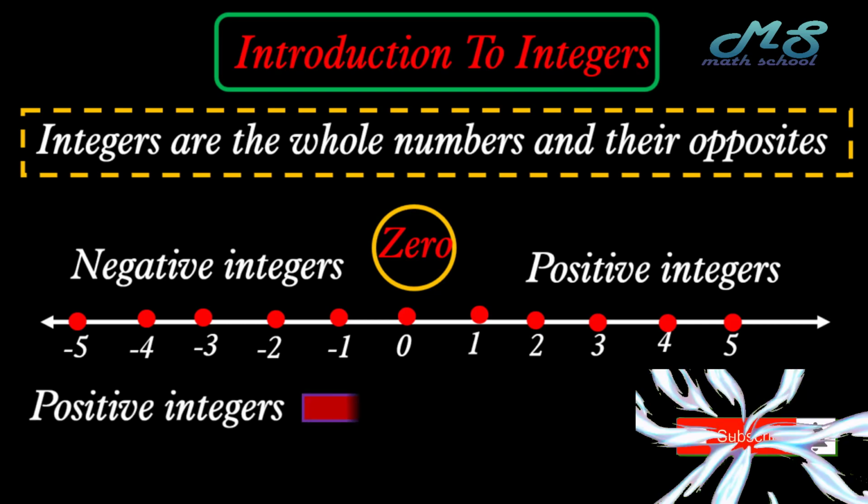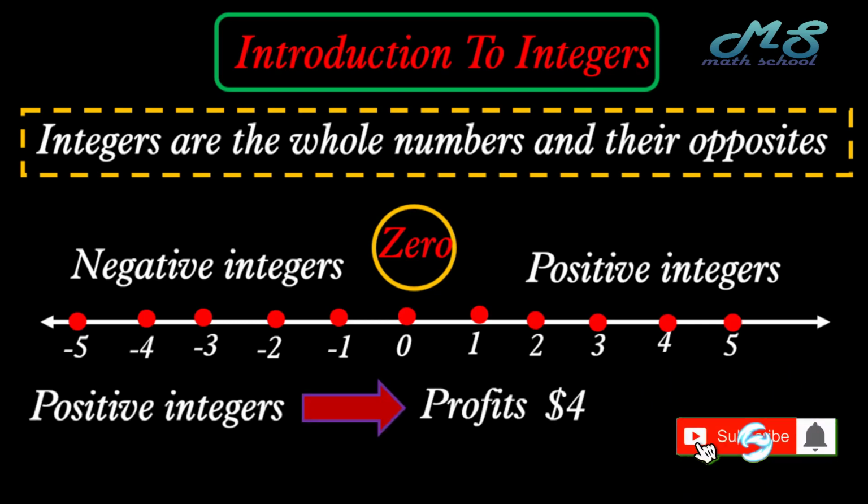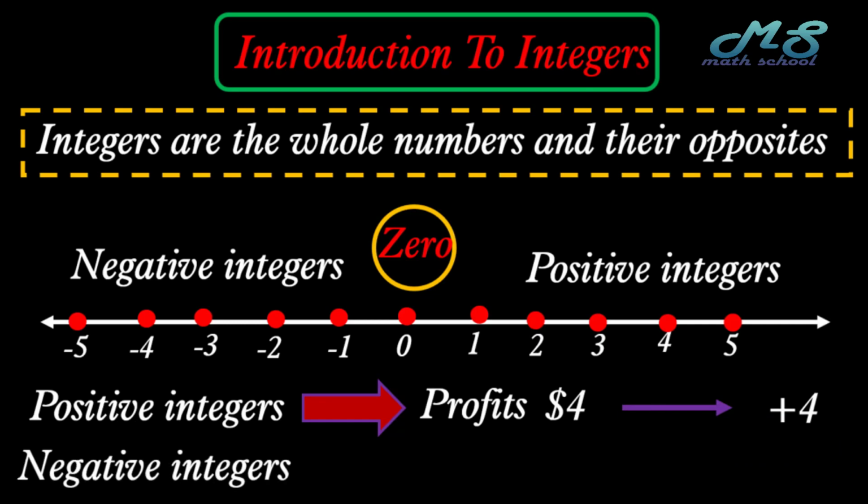If the profit is $4, it means positive 4. But for negative integers, if the loss is $4, it means negative 4.